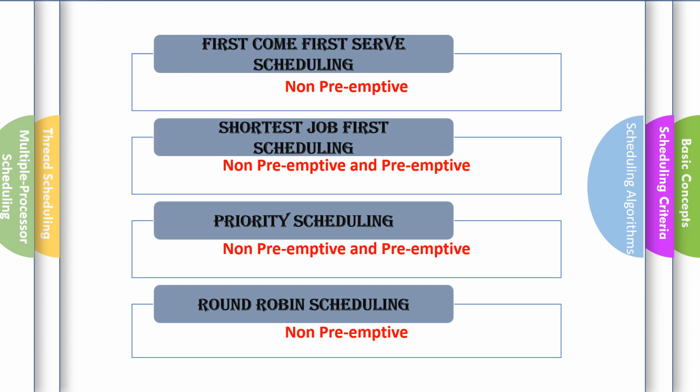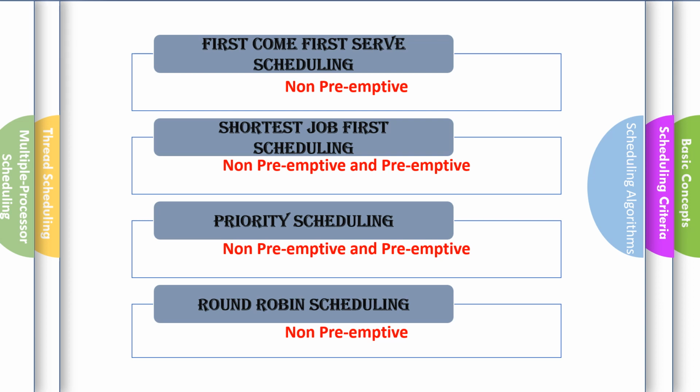Scheduling algorithms are first come first serve scheduling, which is basically non-preemptive. What do you mean by non-preemptive and preemptive? I will explain you in a while. Next is shortest job first or shortest remaining job first. So this is a preemptive as well as a non-preemptive scheduling algorithm.